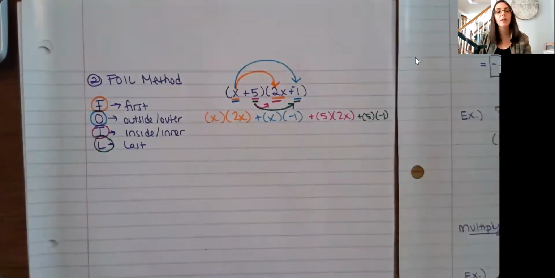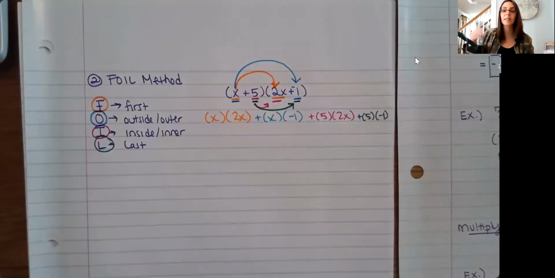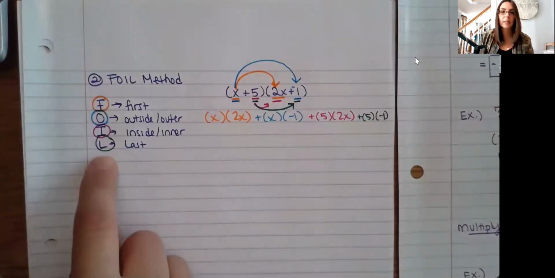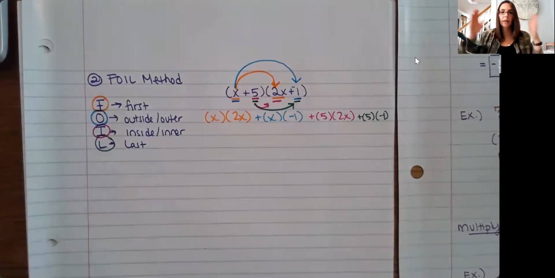Now, if you look carefully here, you're going to notice that all I really did was a double distribution, like I just did in the first strategy. But it's just a different way to think of it. So if you find you're making mistakes with the distribution, or you're missing terms, or you're multiplying the wrong ones together, this can help keep you a little bit more organized. So you can do the first ones, then the outer, the inner, and then the last.